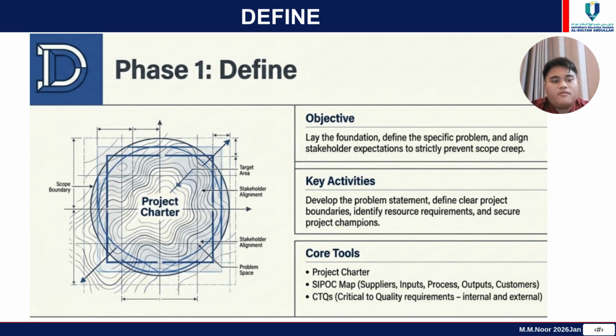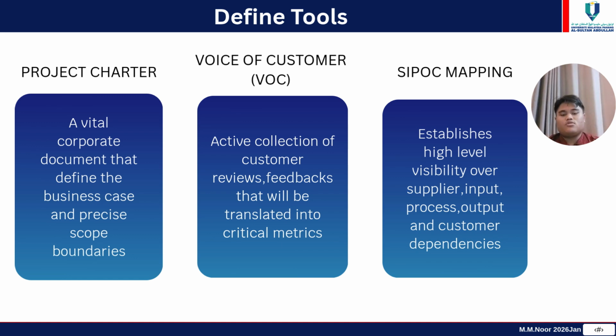We must define the specific problem and align stakeholder expectations. Key activities here include developing a precise problem statement, outlining clear project boundaries, identifying resource requirements, and securing project champions. To do this, we rely on a few core tools: the project charter, which defines the business case, the SIPOC map, to map out supplier inputs, processes, outputs, and customers at a high level, and CTQs, which map out internal and external critical to quality requirements. So here, there are 3 define tools, which are project charter, VOC, and SIPOC mapping.